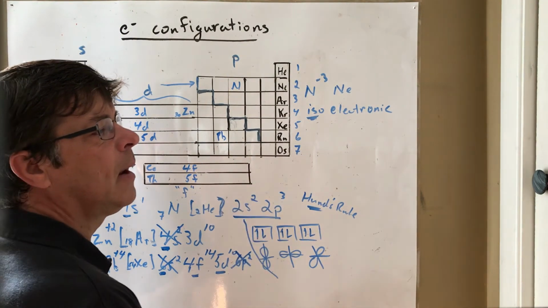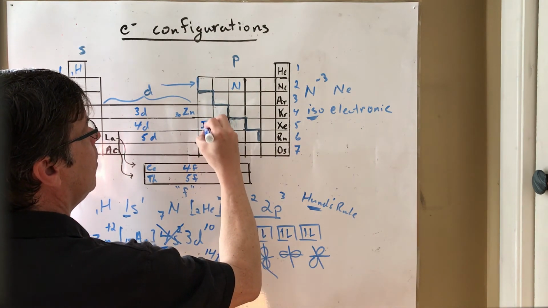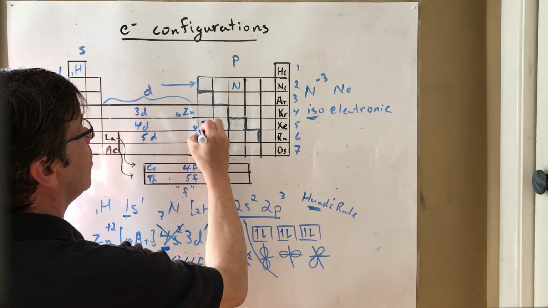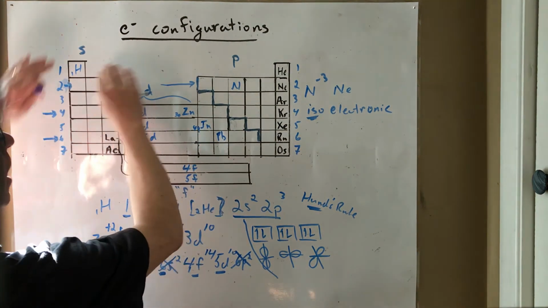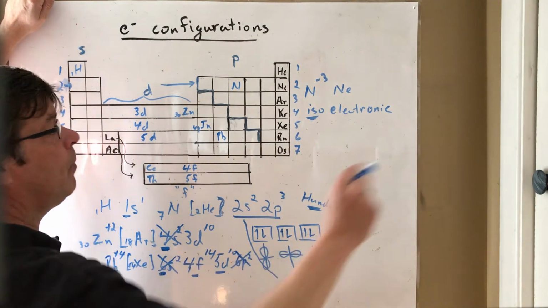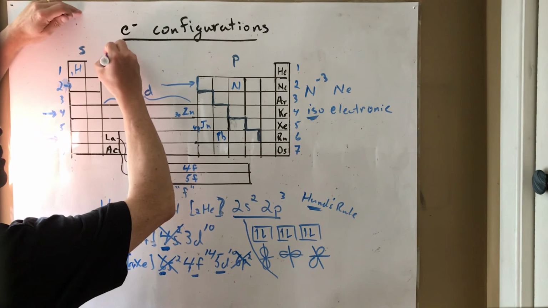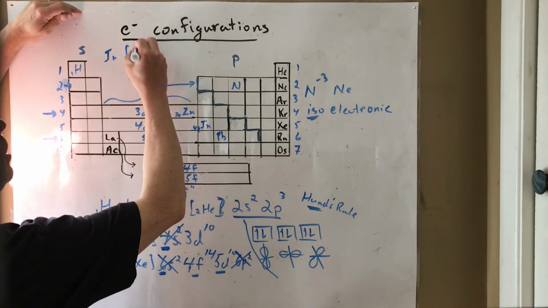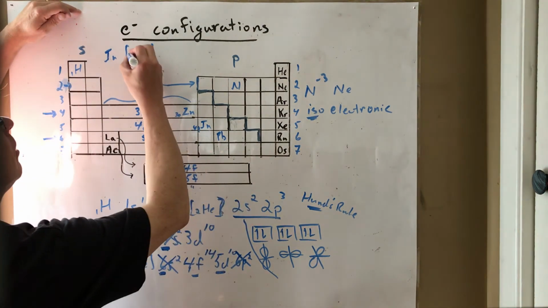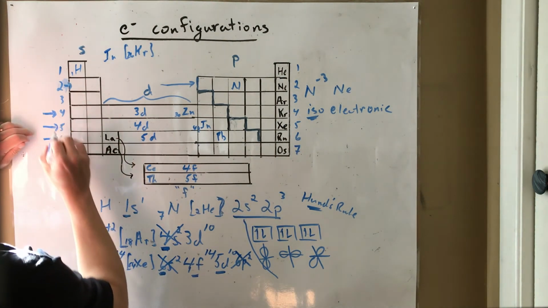Let's look at indium right here. Indium has 49 electrons. Okay, so let me do that up here. Indium. What's the noble gas right before it? Right before it would be krypton. So this is indium, so krypton. I think krypton has 36 electrons. It does, 36. Okay, so let's start here.